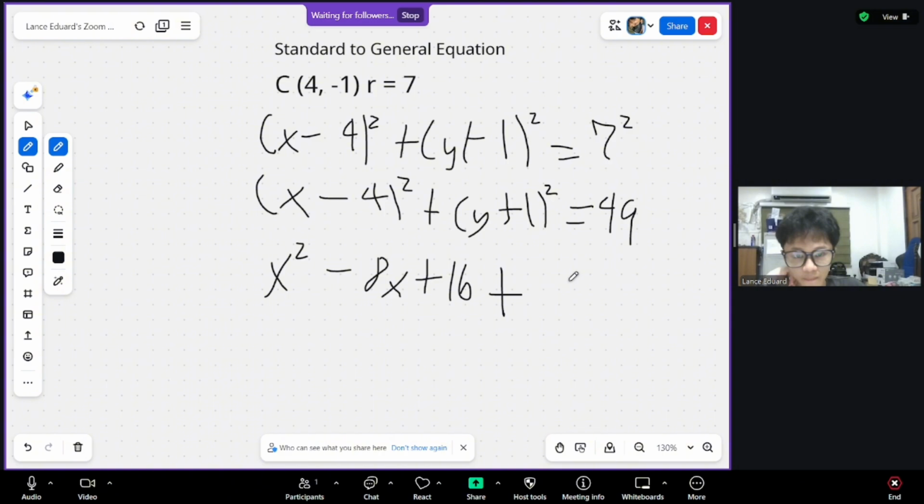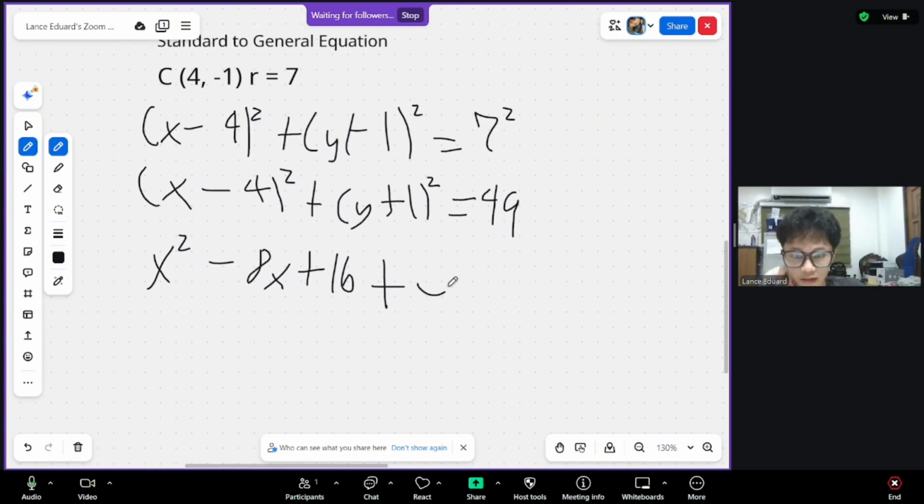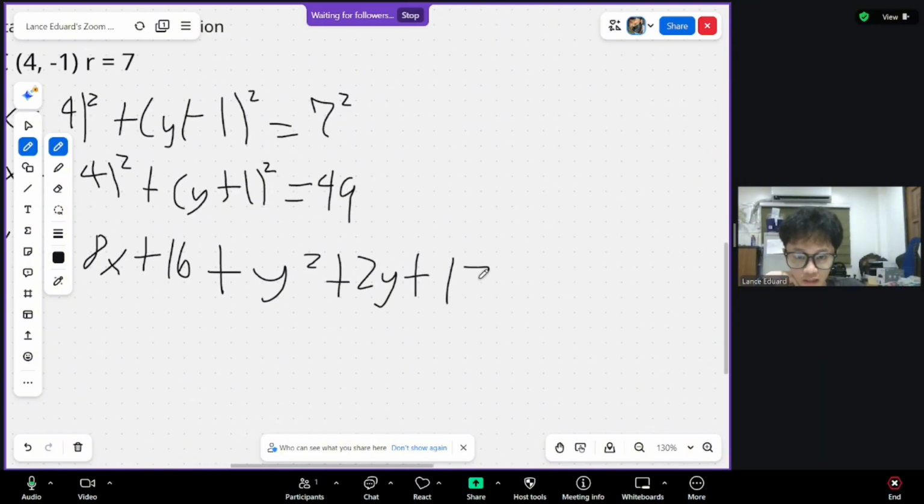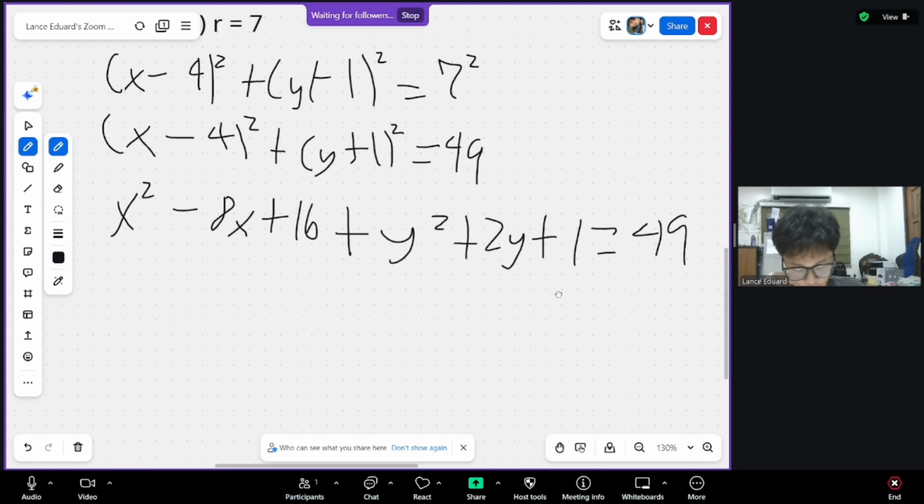Then we will just be repeating it here. Then y squared plus, 1 times y is 1y, then multiplying it by 2 is going to be 2y. Then plus, since this is just 1 times 1, our term will just be 1, then equals 49.